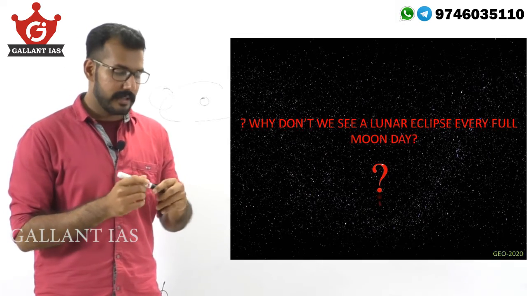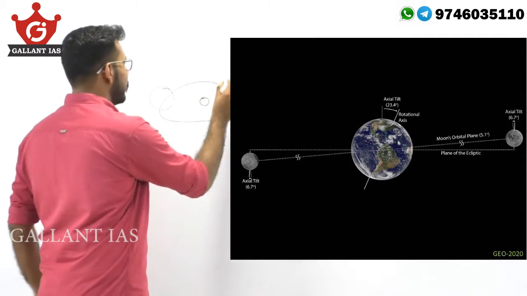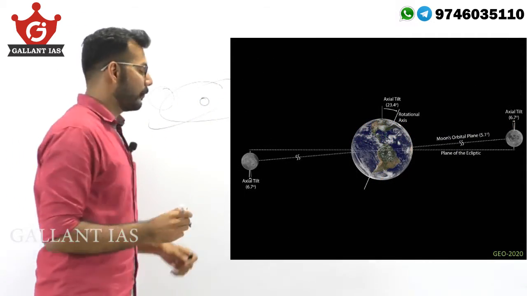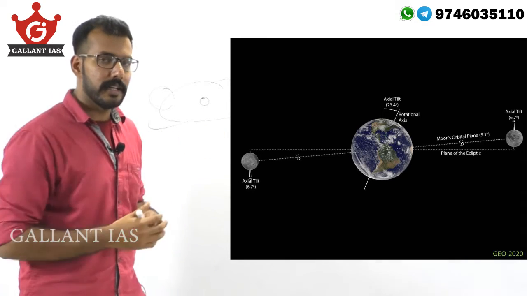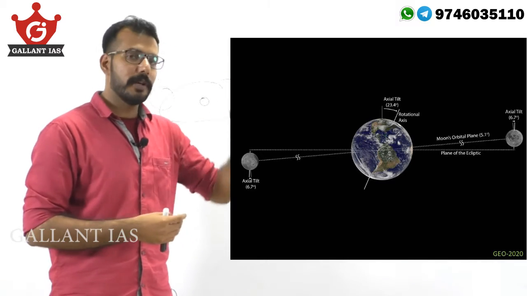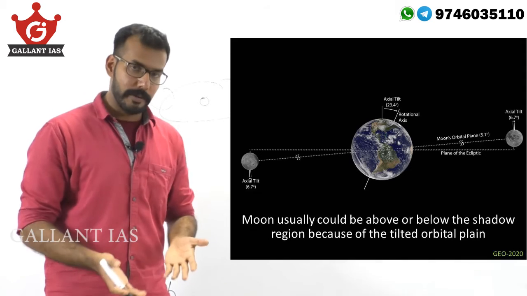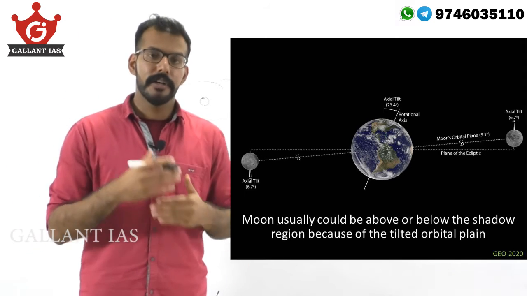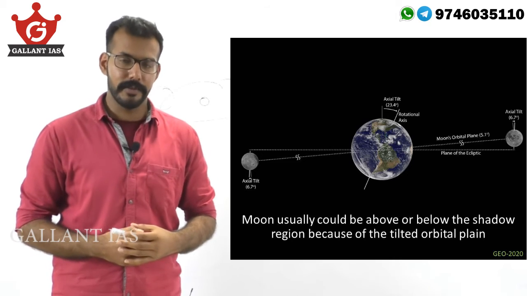The answer to that question is the inclined elliptical orbit of the moon. In this inclined elliptical orbit, the moon is usually above or below the shadow region of the earth. Means the shadow region, both the umbral and the penumbral shadow, does not fall on the moon, and therefore you don't have a lunar eclipse every month.